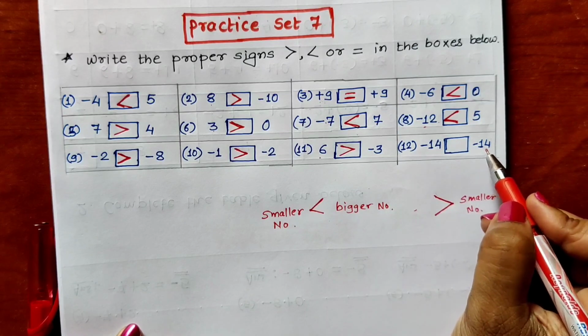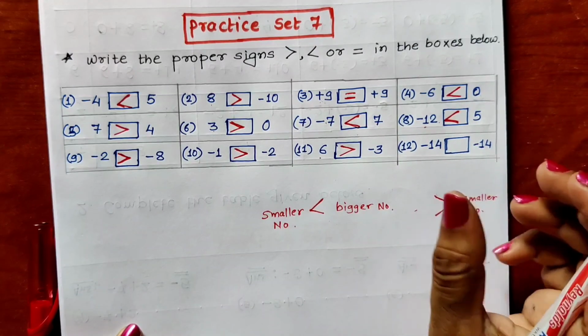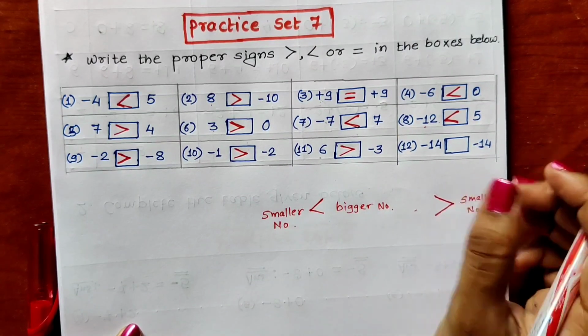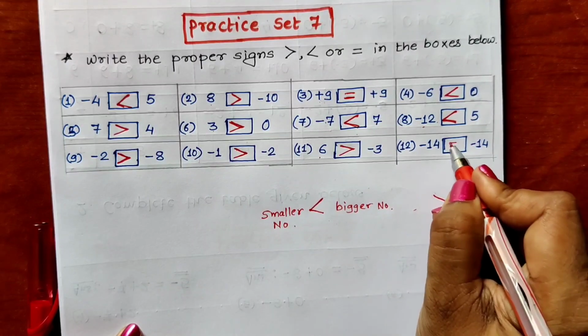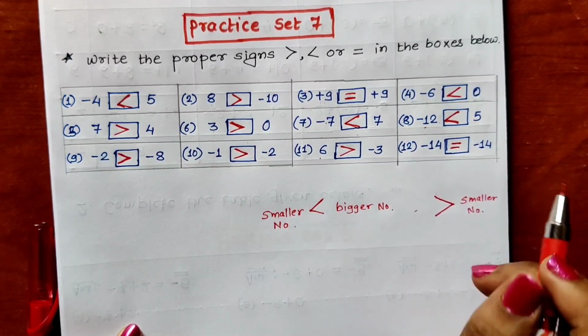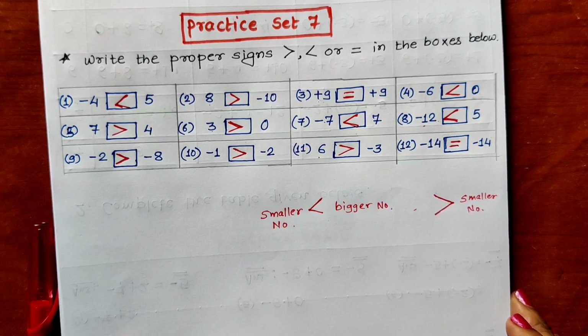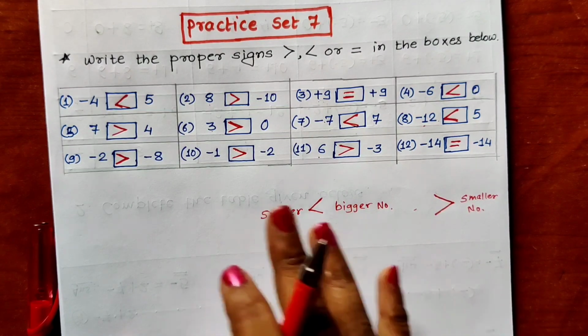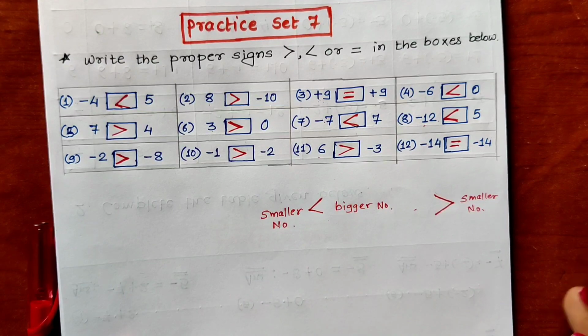Minus 14 and minus 14. Both numbers are the same, with the same sign. That means they are equal. We have to put the equal to sign. In this way, we can always compare the given numbers. This is known as comparison between the given numbers.